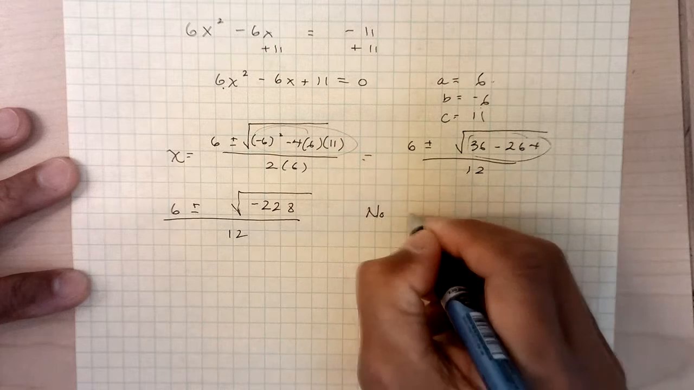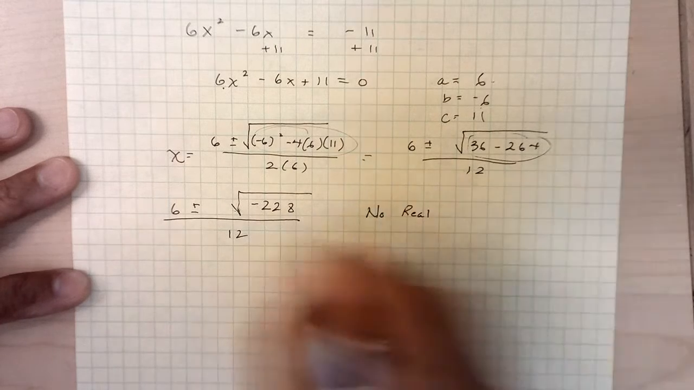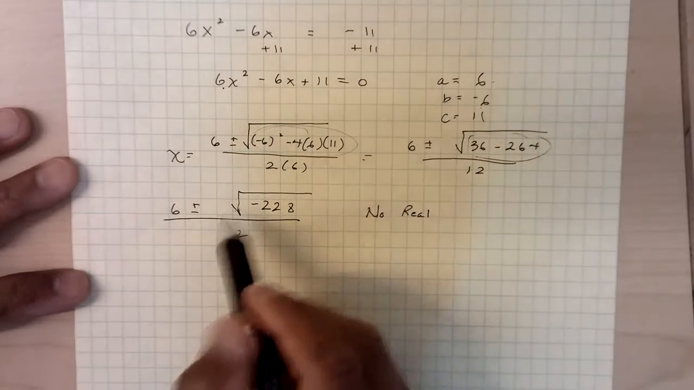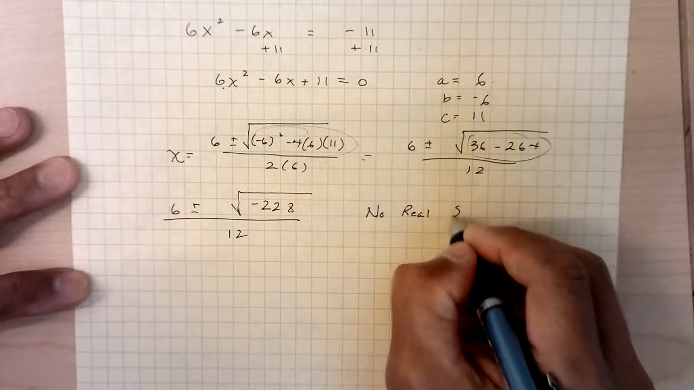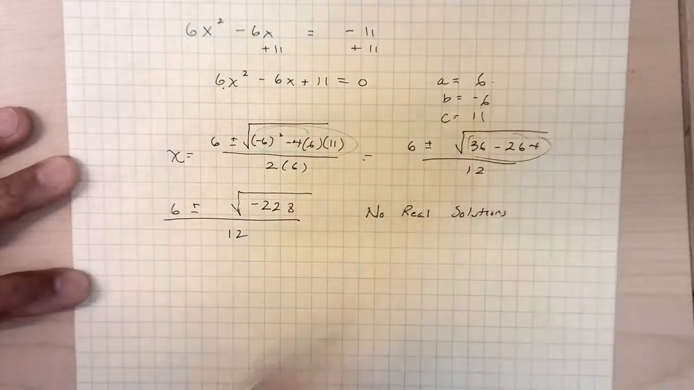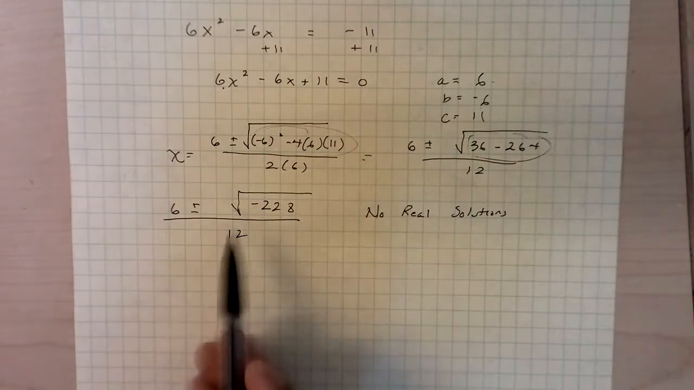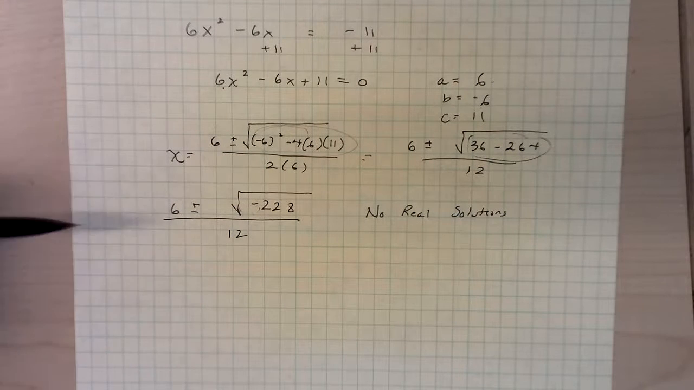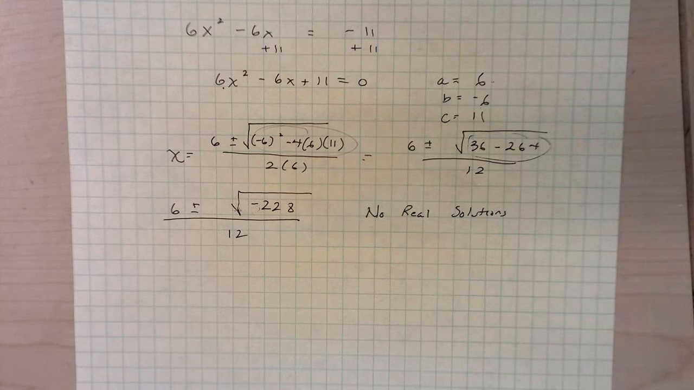So your answer should be no real solutions, similar to when we tried to solve quadratic equations using square roots and we had to take the square root of a negative. So no real solutions. Anytime you're trying to take the square root of a negative number, whether it's solving quadratic equations using the quadratic formula like we are now or any other time, it would be no real solutions.